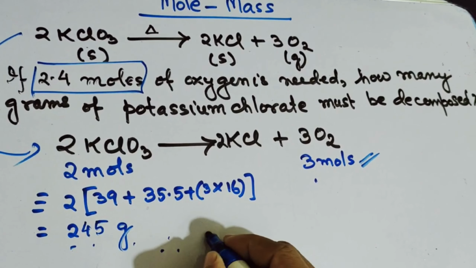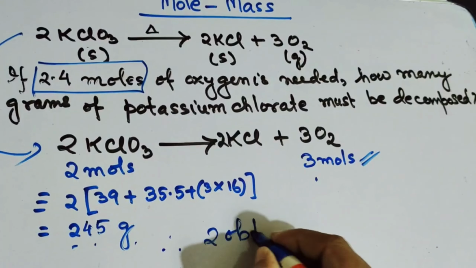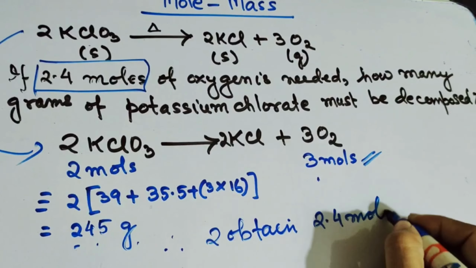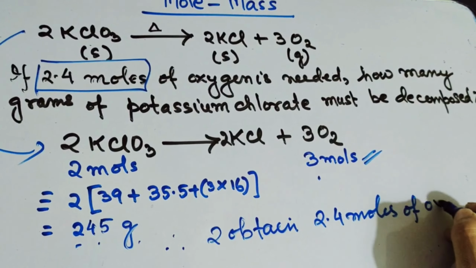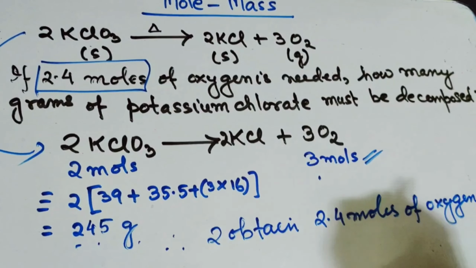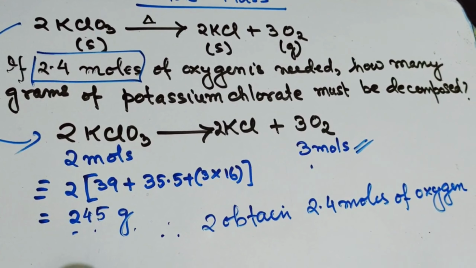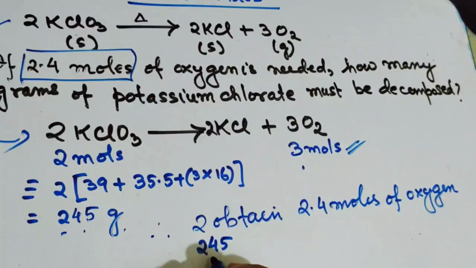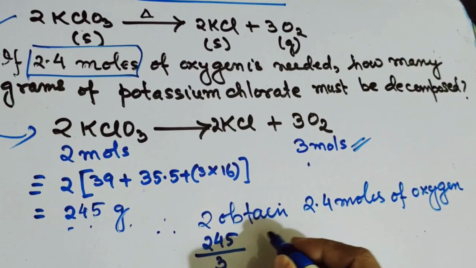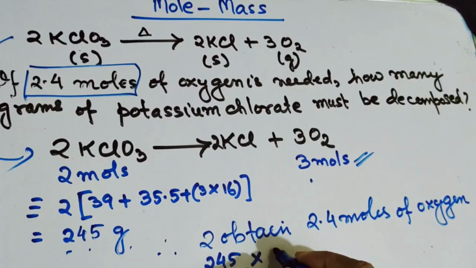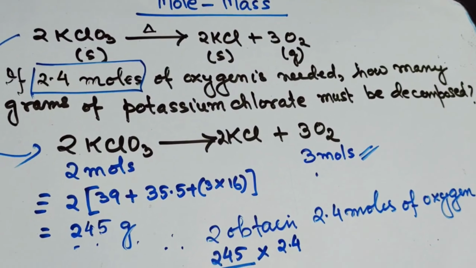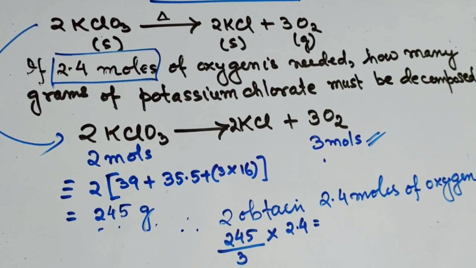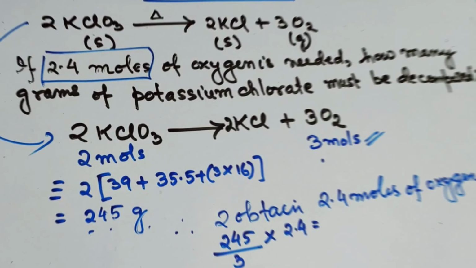Therefore, to obtain 2.4 moles of oxygen, how many gram of potassium chlorate is needed? It is 245 by 3 into 2.4. This is the calculation. You do the calculation and get the answer.